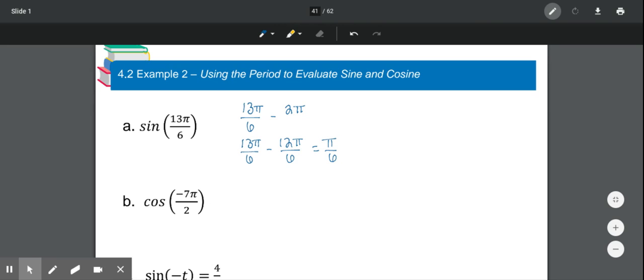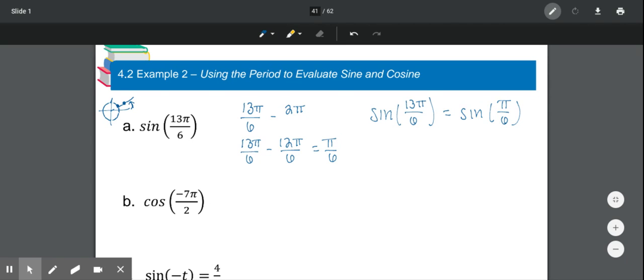So using that period identity, we know that the sine of 13 pi over 6 is the same thing as the sine of pi over 6, because those are coterminal angles. They both end up right about here. Because if you went 13 pi over 6, you'd go all the way around, which would be 12 pi over 6, plus another 1, which would give you 13, or you could just go that 1 to begin with.